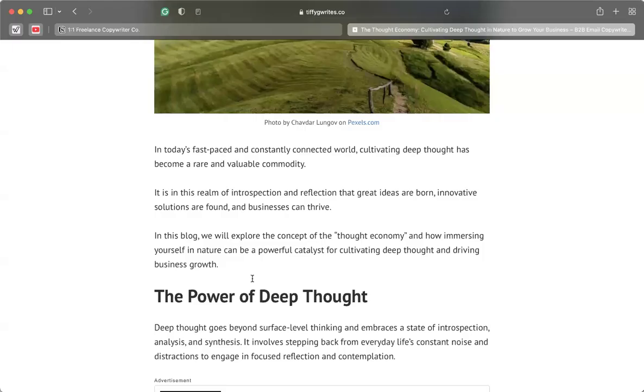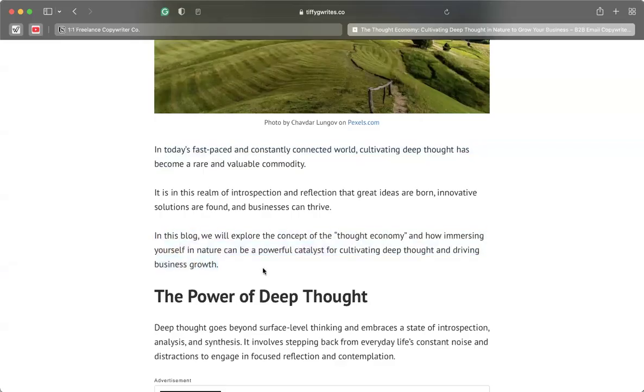In this blog, we're going to explore the concept of the thought economy and how immersing yourself in nature can be a powerful catalyst for cultivating deep thought and driving business growth. So as you can see, this intro is straight to the point. Like I was talking about these short paragraphs, this is literally one sentence, one sentence, one sentence.